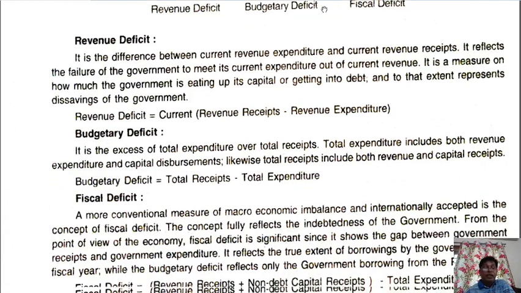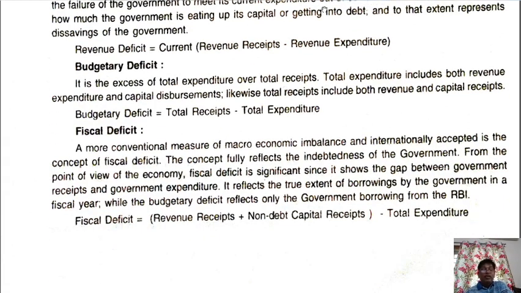The fiscal deficit. The fiscal deficit means revenue plus non-debt capital receipts minus total expenditure. When the government's revenue and non-debt capital receipts are less than total expenditure, this is the fiscal deficit.